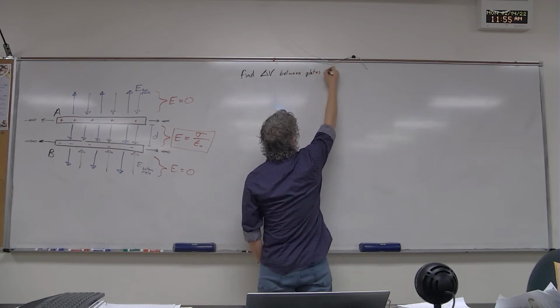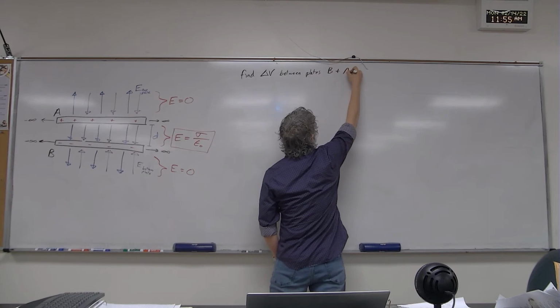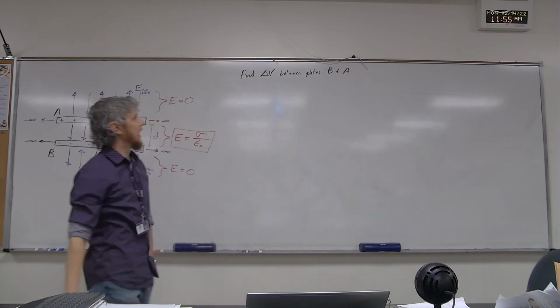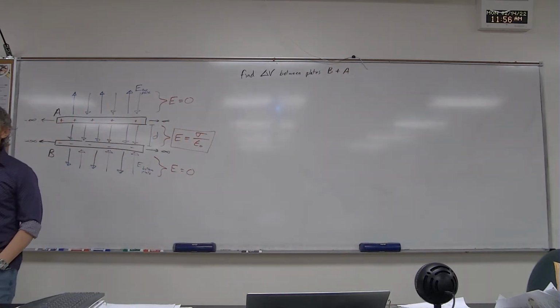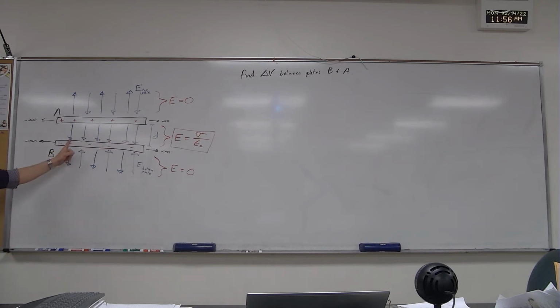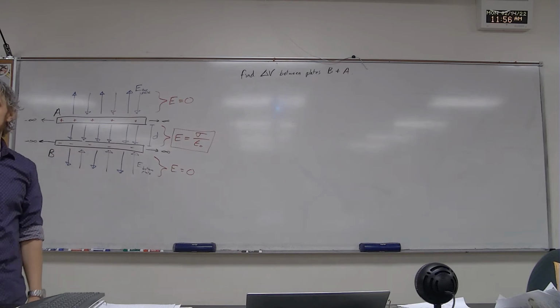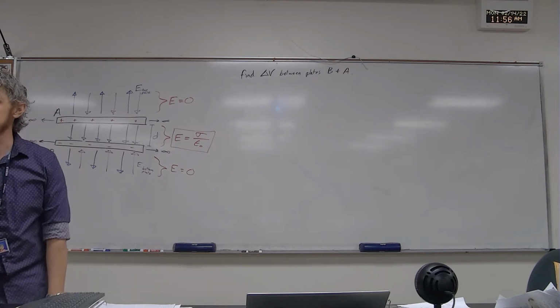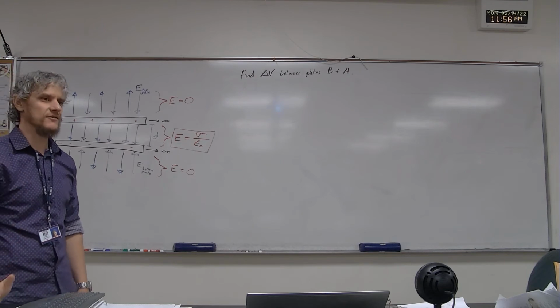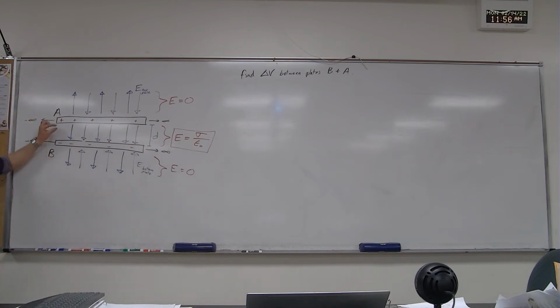plates B and A. And if they say just generally find delta V, well, if we go delta V in one way, it's going to be negative, and the other way will be positive, right? Think delta V, think change in energy, right? Change in potential is simply change in energy per unit charge. So if I release a positive charge here, what is it going to do?